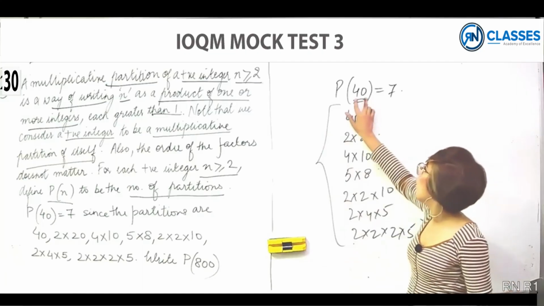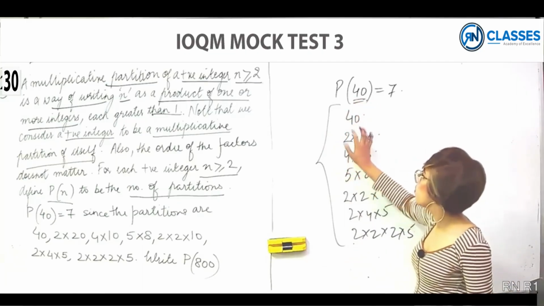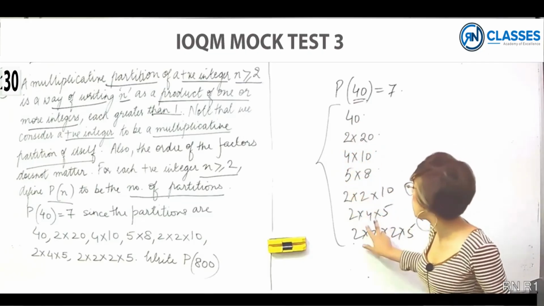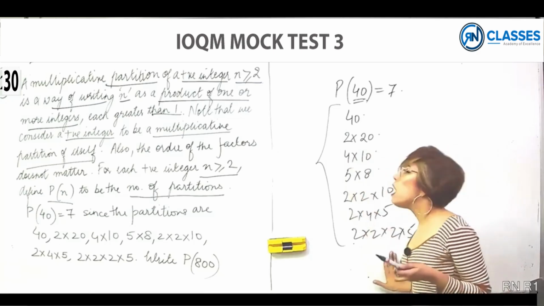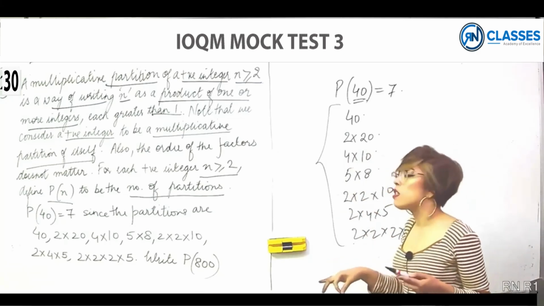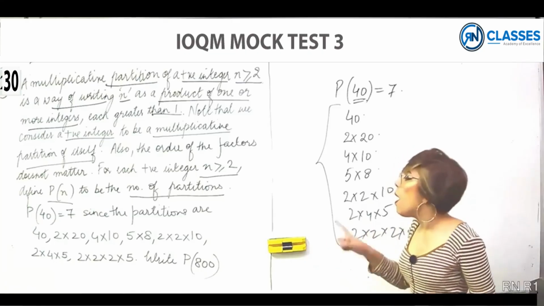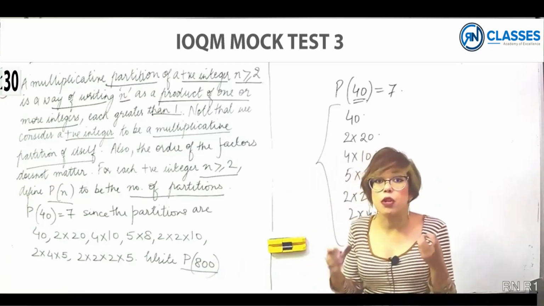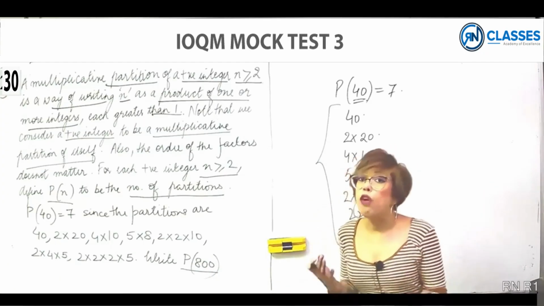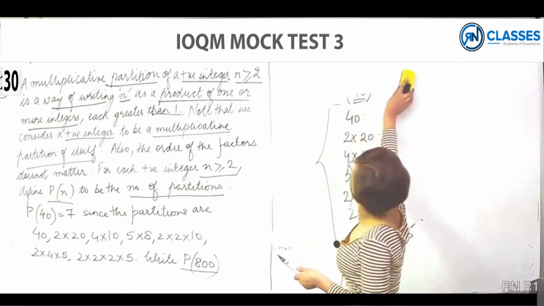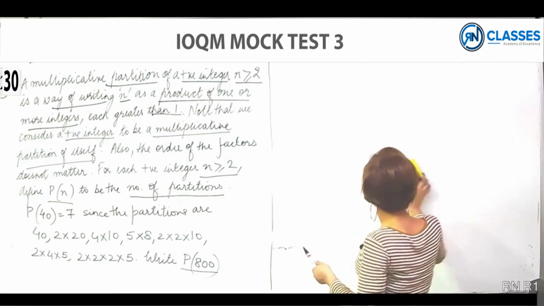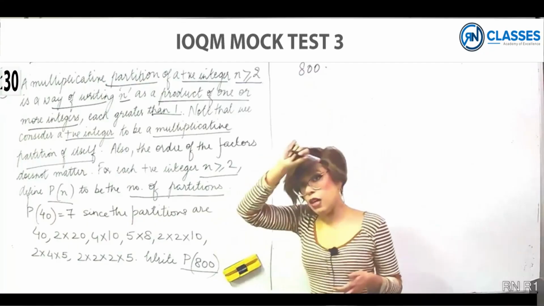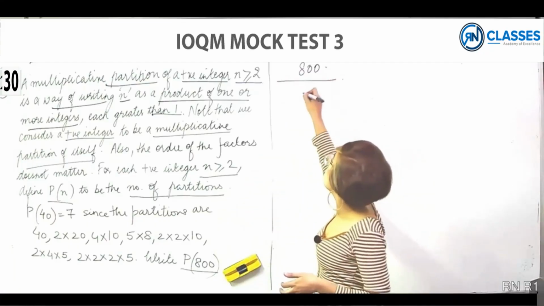So basically you need to write 40 as a product of one or more terms: a product of just one term, product of two terms, product of three terms, product of four terms. In fact, if you notice, he has already given us how to count the cases. Our question is to find P of 800. That means you need to count in how many different ways you can write 800 as a product of numbers. So let me try to write it. Obviously the multiplicative partitions would include 800.